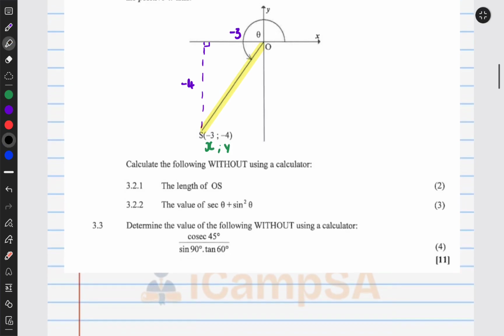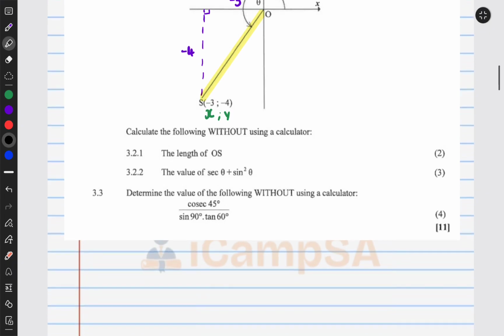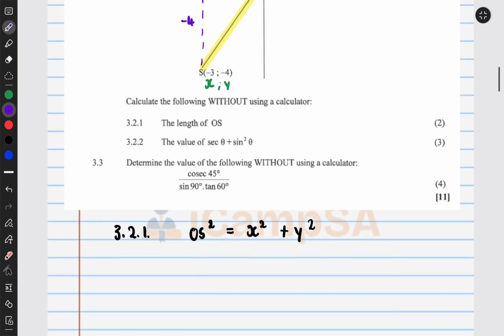Okay, so for 3.2.1 we're asked to calculate the length of OS without using a calculator. What is OS? OS is the hypotenuse side, so we have to use the Pythagoras theorem to calculate OS. So OS squared is equal to x squared plus y squared.